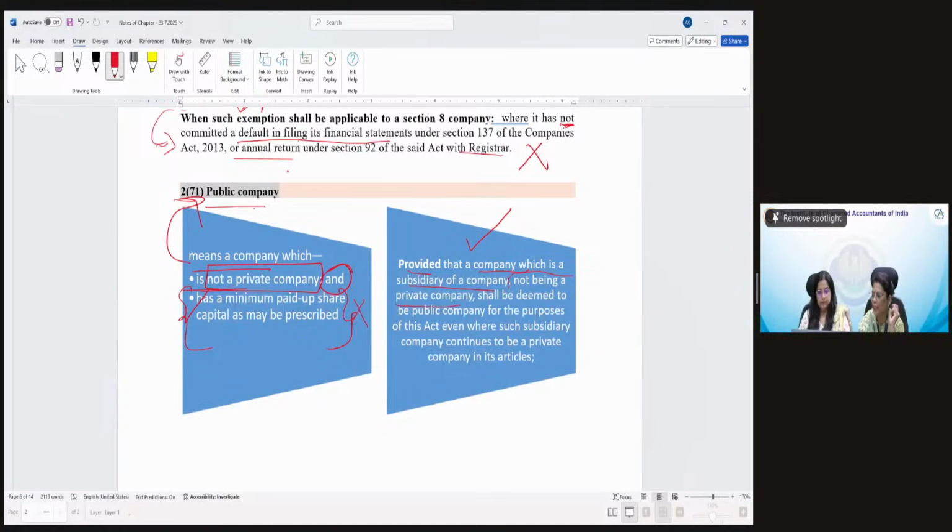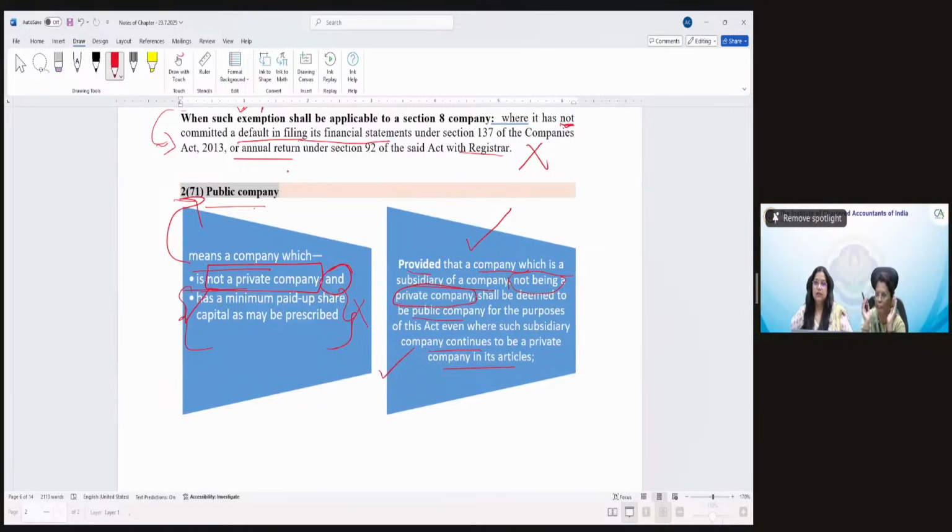meaning it should not be a private company, that is, one which is not a private company, shall be deemed to be a public company for the purposes of this Act. It will be considered a public company under this Act, where such subsidiary company continues to be a private company in its articles. Let's take an example to understand this.